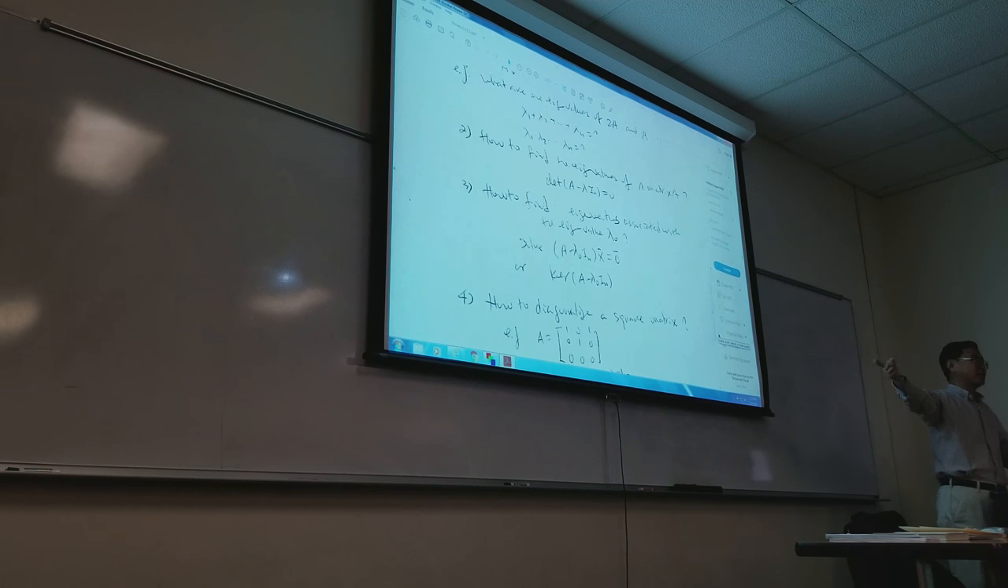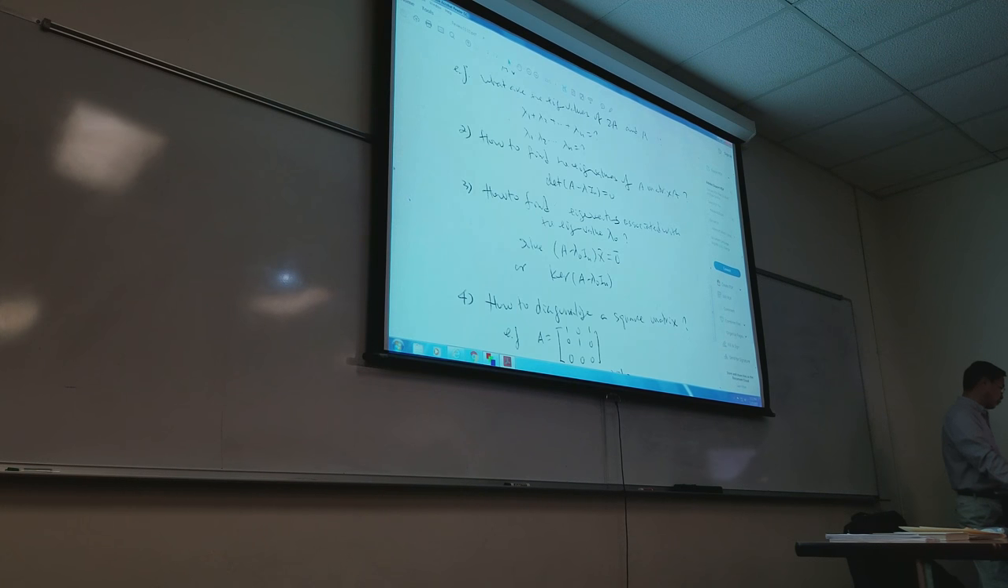Is that enough? You have to check. You have to add up the dimensions of all eigenspaces. If the sum of the dimensions of the eigenspaces equals n, the size of the matrix A, then this matrix A is diagonalizable. Otherwise, if the sum of dimensions of eigenspaces is less than n, then this matrix A is not diagonalizable.